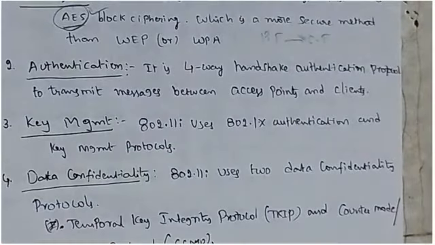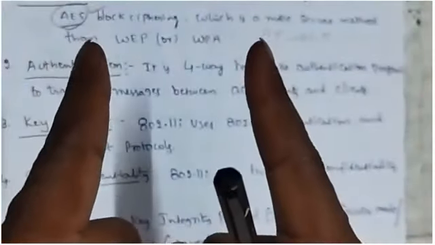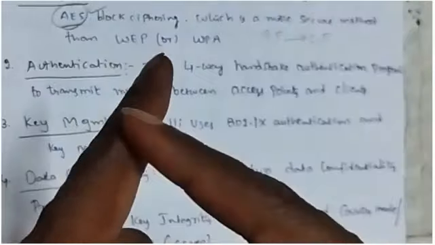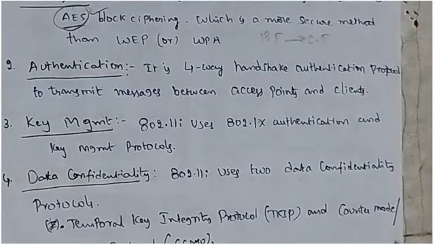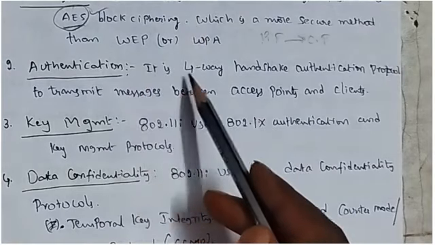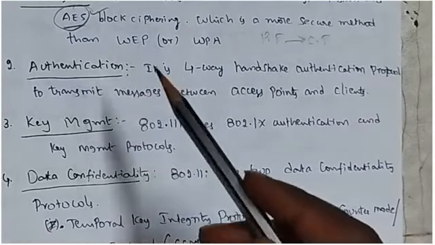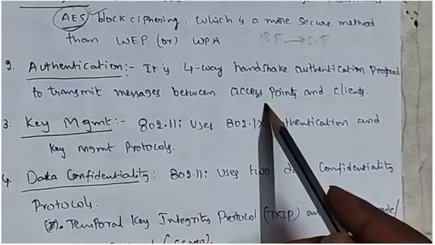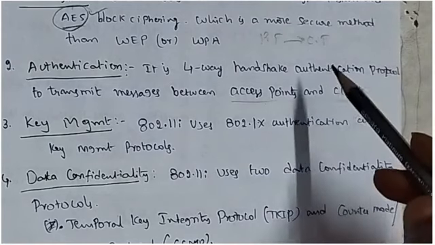And authentication. What is the meaning of authentication? The sender and receiver, both parties, have to check that this person is valid and that person is valid. Authentication is nothing but identification. Here in wireless LAN security, it has a 4-way handshake authentication protocol to transmit messages between the access point and the client. There are 4 steps of authentication between the client and the access point.